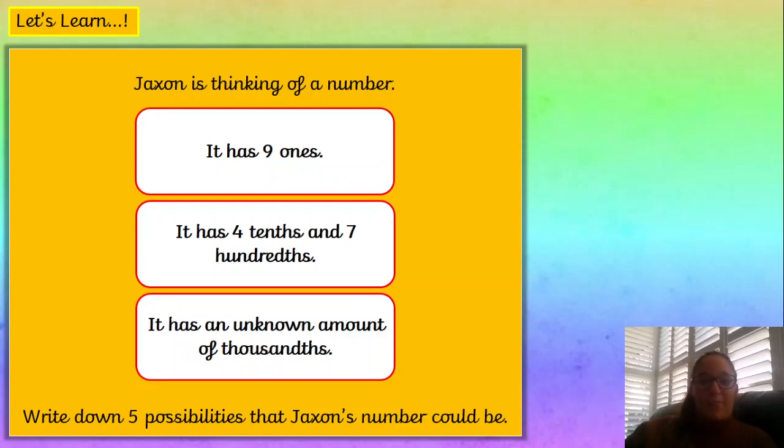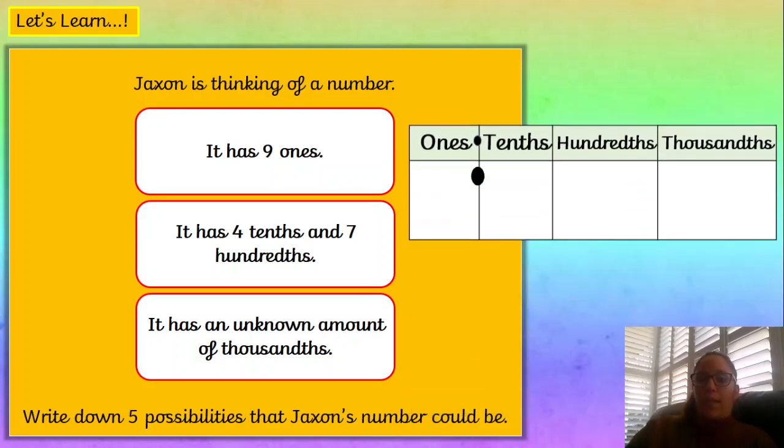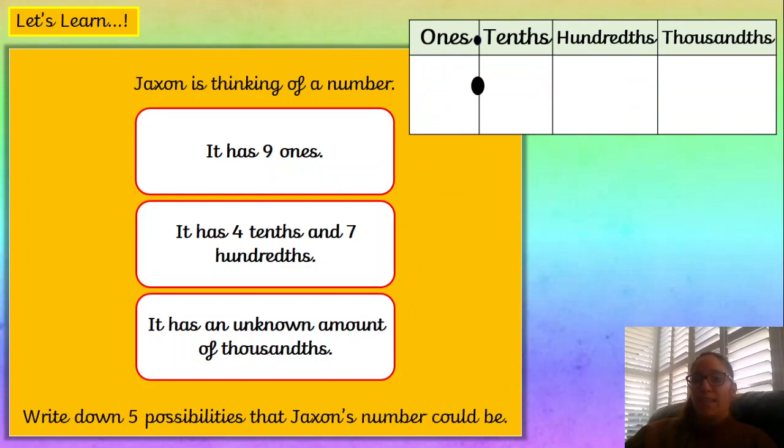So let's learn. Jackson is thinking of a number. It has 9 ones. It has 4 tenths and 7 hundredths. It has an unknown amount of thousandths. Write down 5 possibilities that Jackson's number could be. So pause the video, have a think, have a discussion if you're in the bubble about what the numbers could be. Come back for the answers when you're ready, and I will show you.